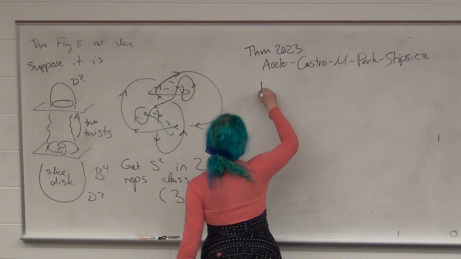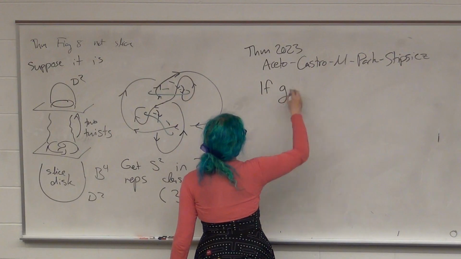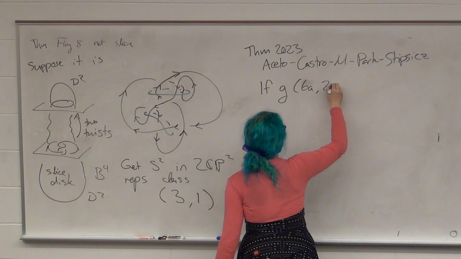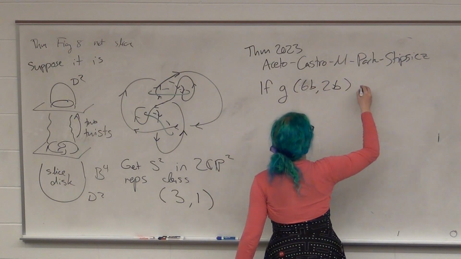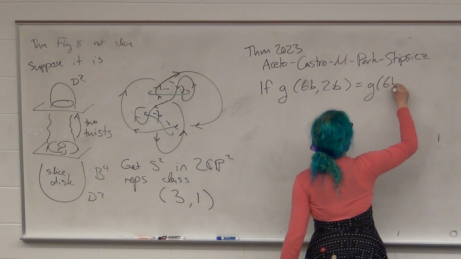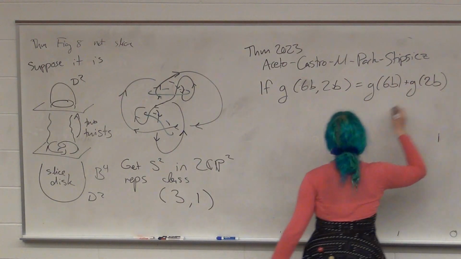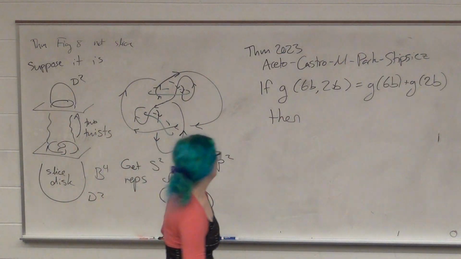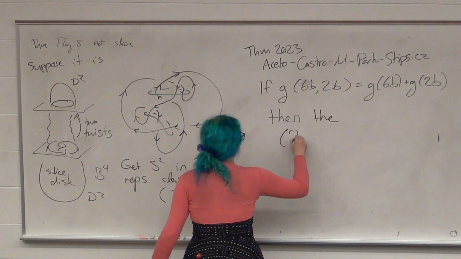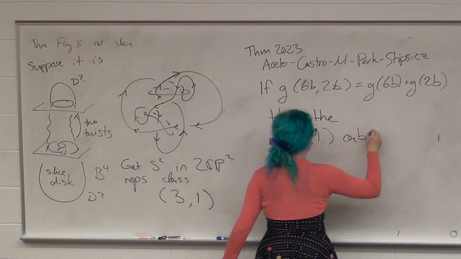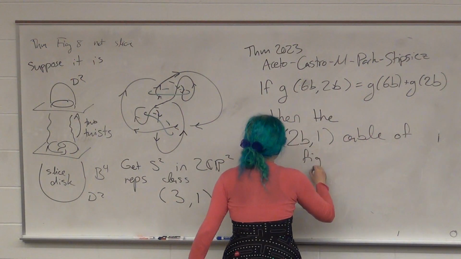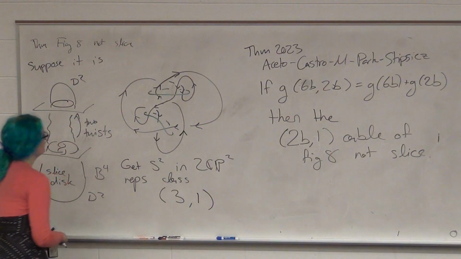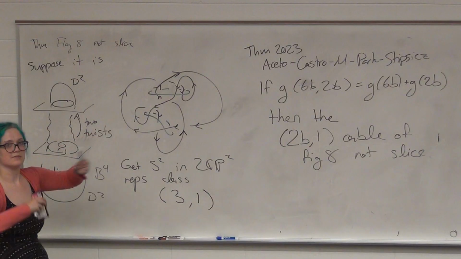We showed that if the genus of the class 3, I'll write it as an even number, 6A, 2A, or 6B, 2B, is equal to the sum, then instead of the figure 8 knot, I'm going to take a cable of the figure 8 knot. The 2B1 cable of the figure 8 knot is also not slice. And it's the exact same argument. I just take literally this construction and I sort of cable the whole thing.